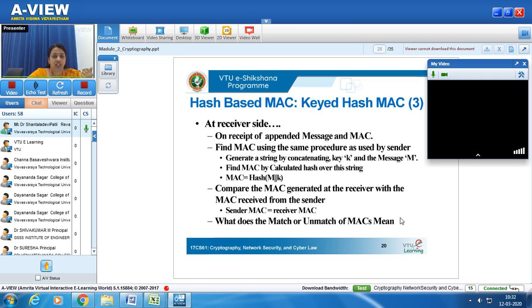Now this entire process is done at the receiving end. Once this is done, we need to check whether there is a match between the MACs from the sender and the receiver, or there is a mismatch. If there is a match, it means that the message is obtained from the source in a proper manner, and we are able to achieve message integrity. If it is a mismatch, that means some sort of tampering has happened to the message.